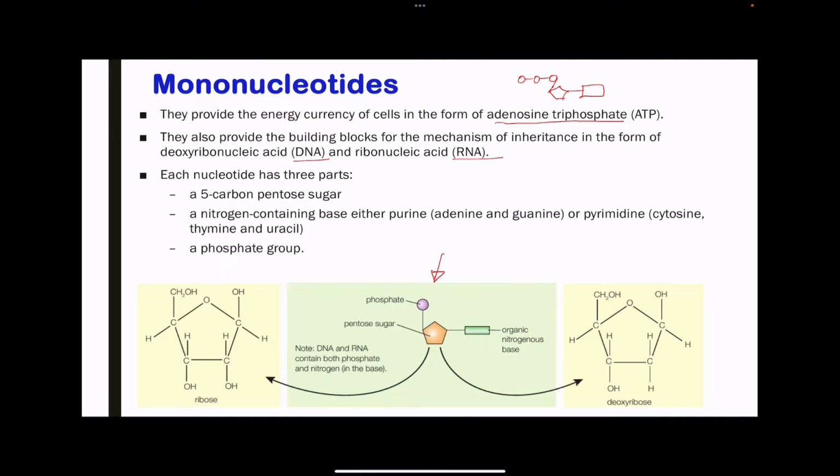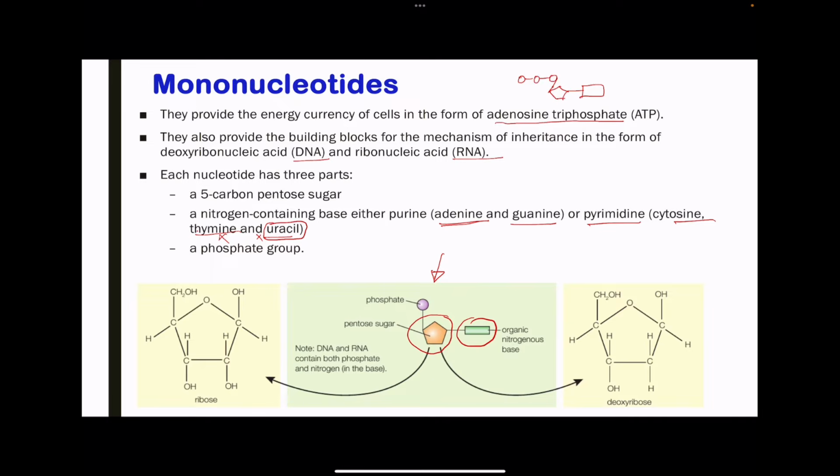Each mononucleotide has 3 parts. There is a 5-carbon pentose sugar, which is similar to what we have here. And then there is a nitrogen base, this one here. Nitrogen bases can be purines as well as pyrimidines. The purines include adenine and guanine. The pyrimidines include cytosine, thymine, and uracil, although uracil is found in RNA, not DNA. So these two are exchanged for each other in RNA and DNA. In DNA, we have thymine, and in RNA, we have uracil.